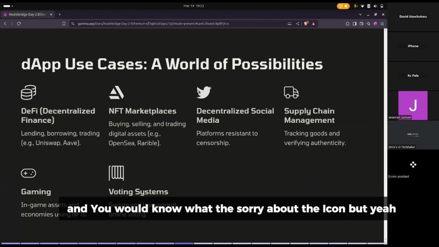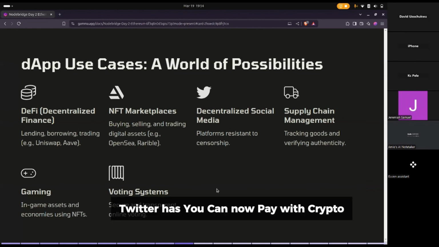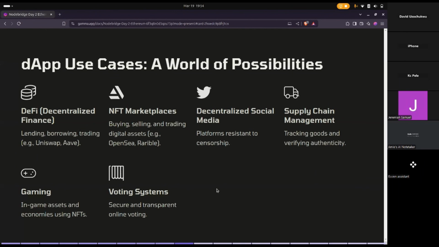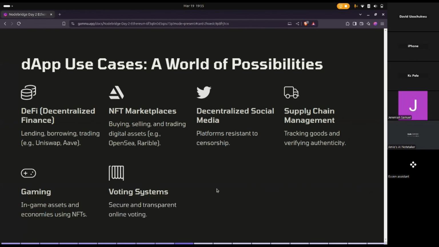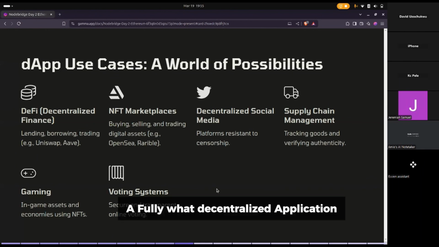Sorry about the icon, but yeah, Twitter, you can now pay with crypto, but it is not fully decentralized. It's making use of the blockchain. So there are applications that make use of the blockchain technology in their stack, but that does not make them a fully decentralized application.